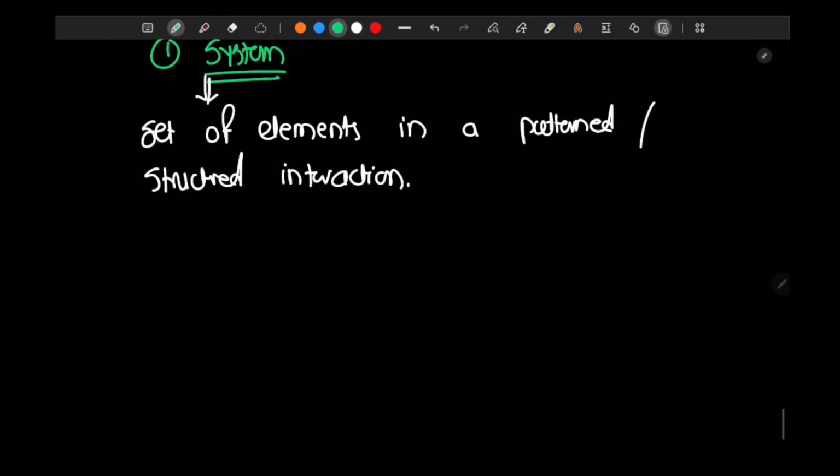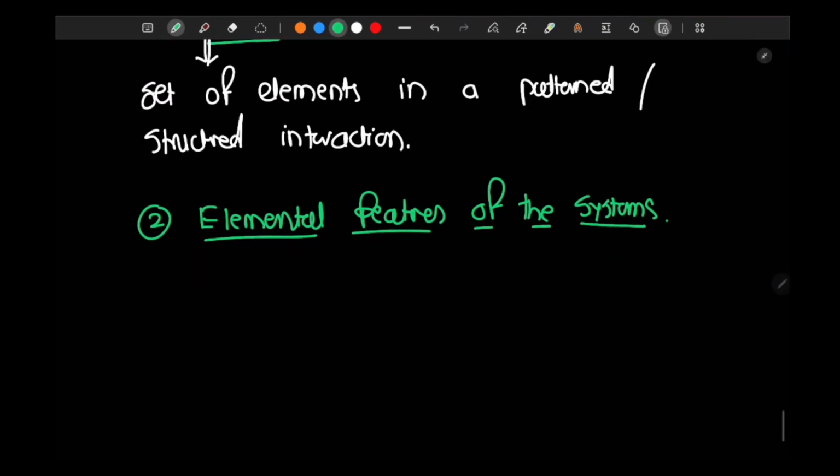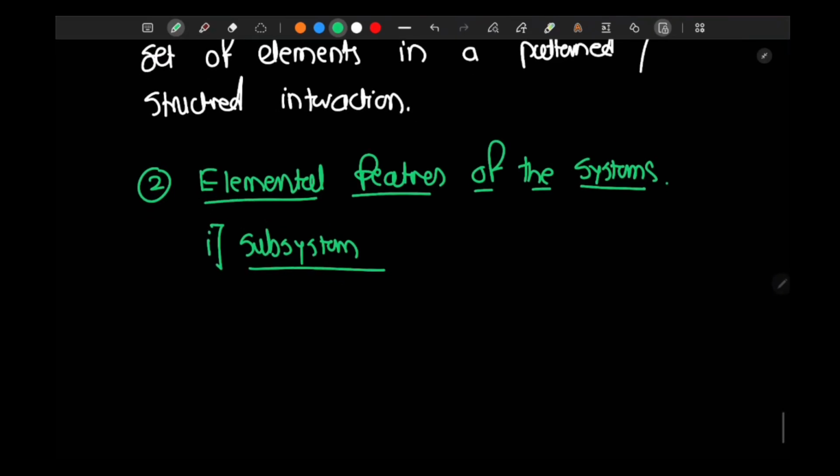Then we have to understand elemental features of the system. What are elemental features of the system? First elemental feature is subsystem. What is subsystem? Now we'll go back to very particular to political science, and I will try to give examples outside of political science as well. But we have to be limited to political science because it is again very much political science. So subsystem.